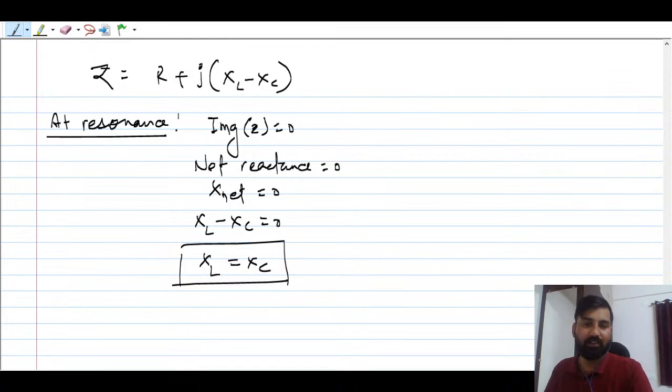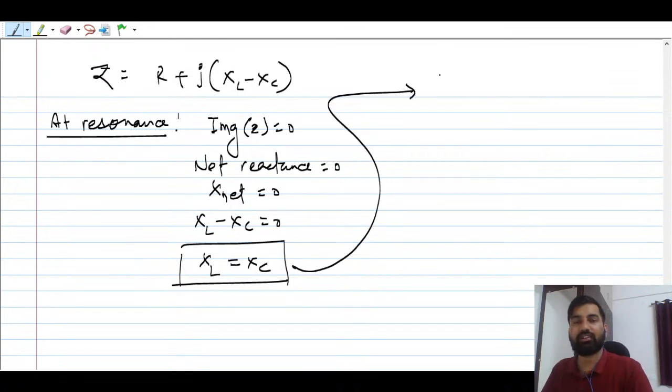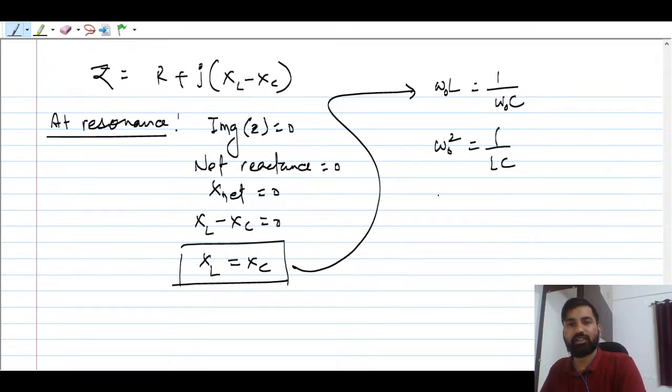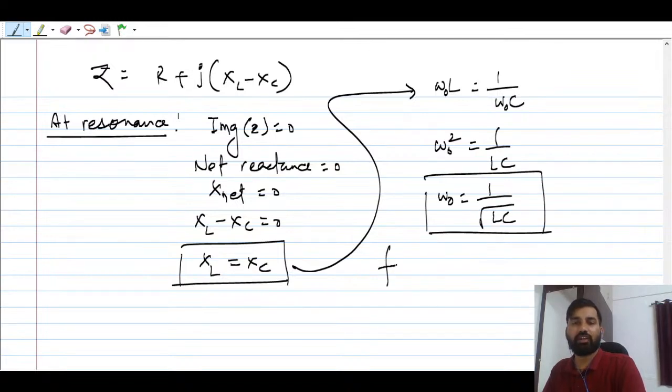So you can say that, okay, omega L equals 1 by omega C, right? So you can put naught here: omega naught L, omega naught C. That omega naught represents the resonant frequency, right? So now you can write omega naught square equals 1 by LC. Now you can say that omega naught is 1 by square root of LC. This is in radian per second, okay? Always keep the units in mind. And if I want to write f naught in hertz, f naught will be 1 by 2 pi square root of LC.